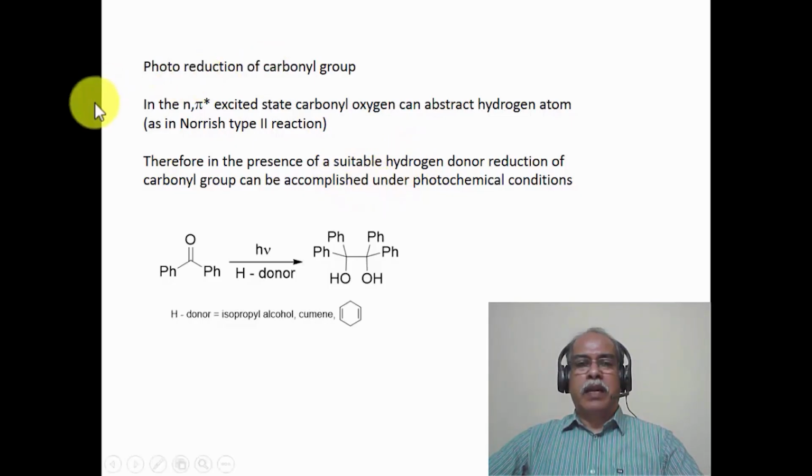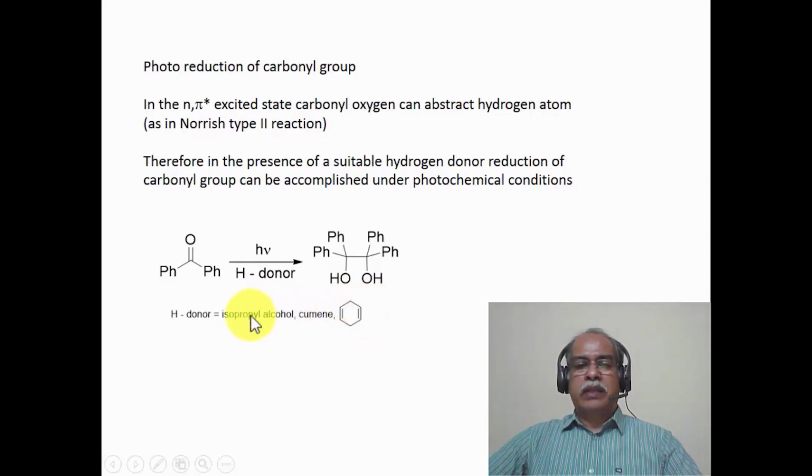condition. When the carbonyl excited state abstracts a hydrogen from a hydrogen donor source, it gets reduced. In the process, you can reduce a carbonyl functional group to the corresponding alcohol, or quite often the pinacol is what is formed. In this example, benzophenone is reduced under photochemical condition when the reaction is carried out in the presence of, for example, isopropyl alcohol, cumene or hexadiene of this kind, for example.